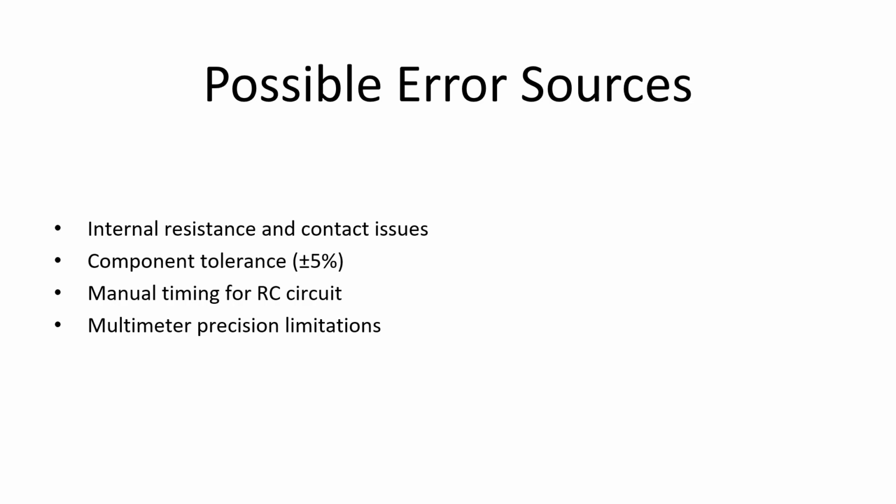For possible error sources in this lab, they include internal resistance and contact issues within the components of the circuits themselves. There might be component tolerance within 5% of the predicted results. There might be issues with manual timing for the RC circuits, and there might be issues with the multimeter position limitations.